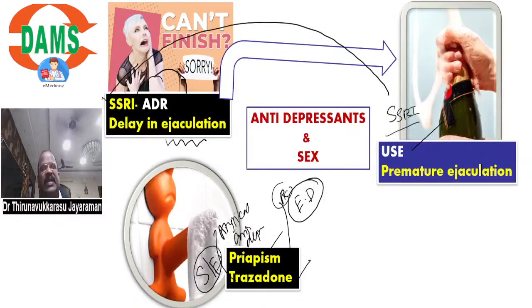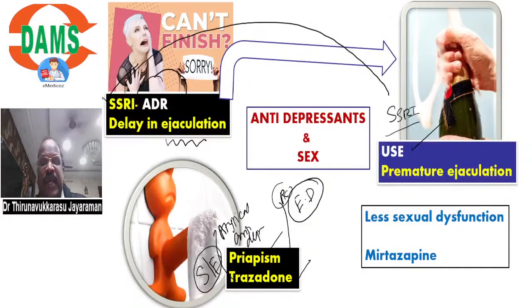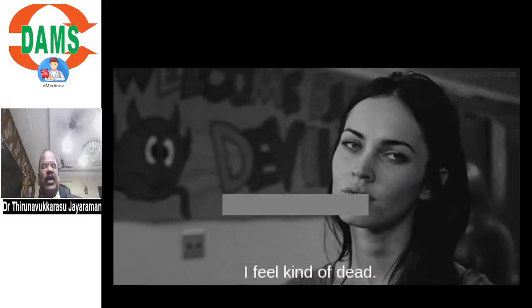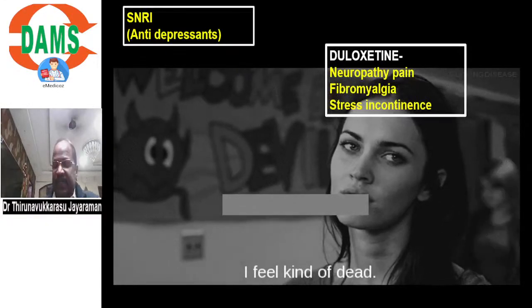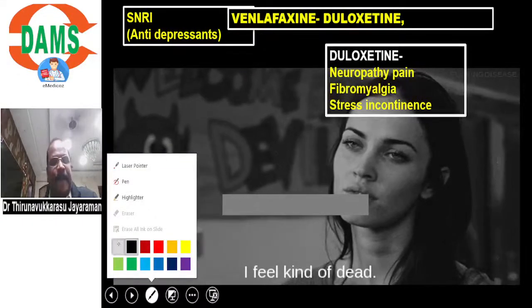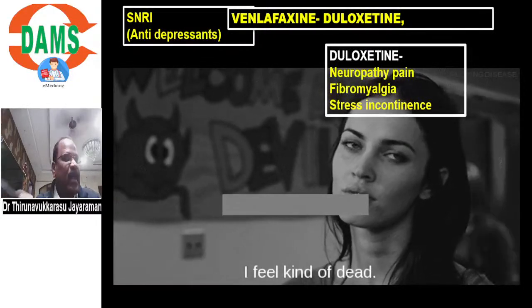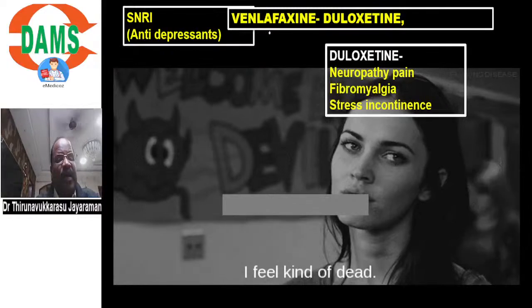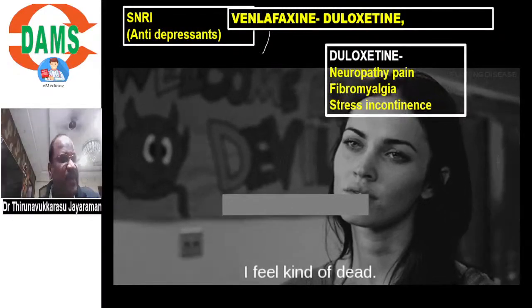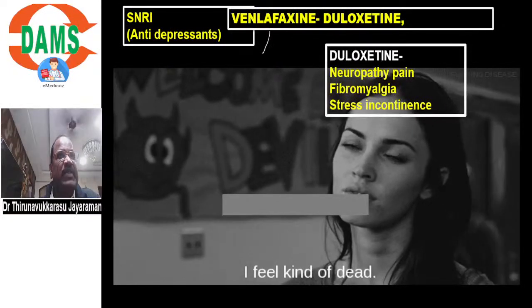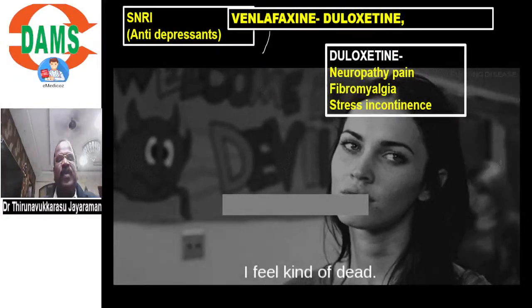But what Goodman and Gilman says, the drug having the lowest risk of sexual dysfunction is mirtazapine. So, remember: least sexual dysfunction, mirtazapine. Okay, but coming to your options, look at this. We have one class called SNRI, for example venlafaxine, duloxetine. All are SNRIs. They also cause the adverse effect of sexual dysfunction. Anything going to increase serotonin level will cause sexual dysfunction.